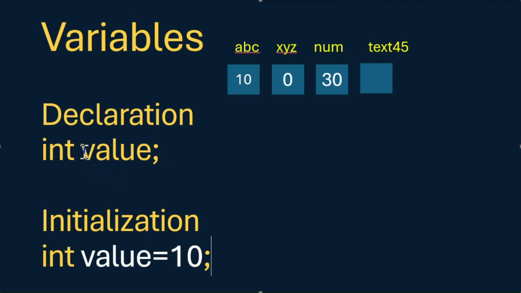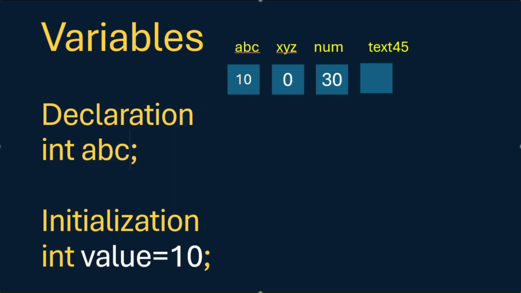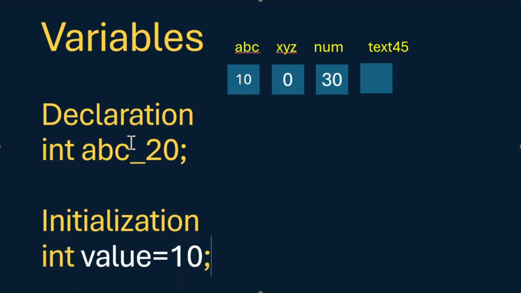So we can give any name to this variable, but it cannot start with a number. The first letter should always be an alphabet. You can write it as abc20, abc underscore 20, any name we can give to a variable. So this is declaring a variable, only naming it, and this is giving a value to it. It is called initialization.